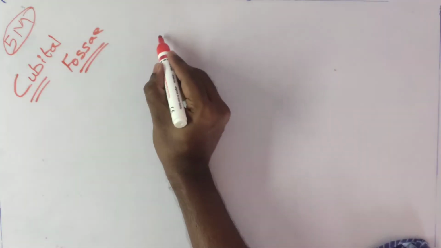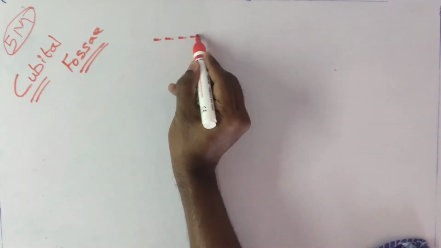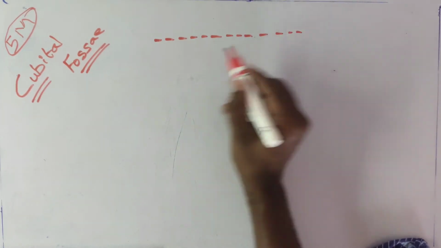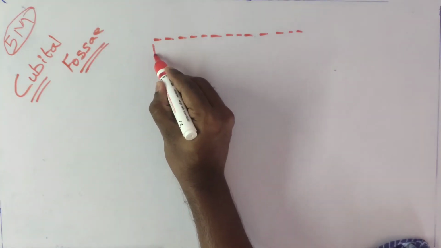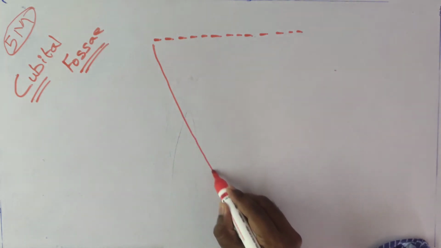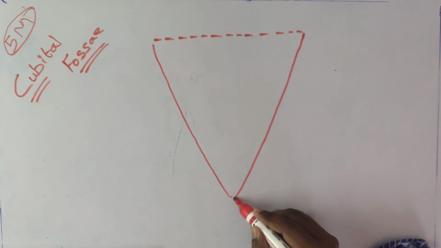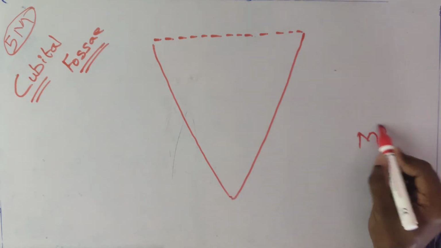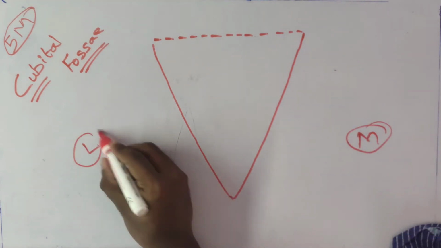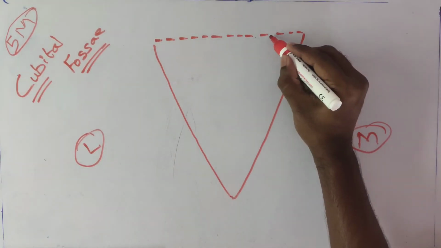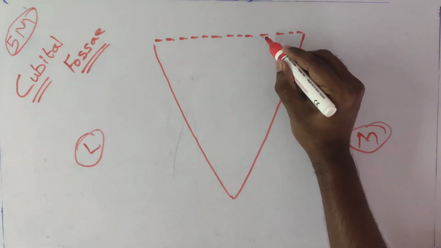Now coming to the point, this is the imaginary line, that means the base of the cubital fossa, because the cubital fossa is a triangular hollow area. This is the lateral side and it is the medial side of the cubital fossa. Coming to the point, the first content is the median nerve.